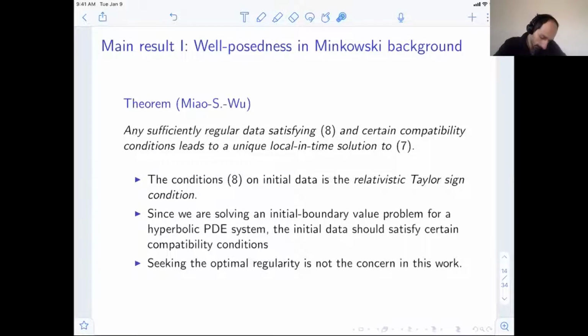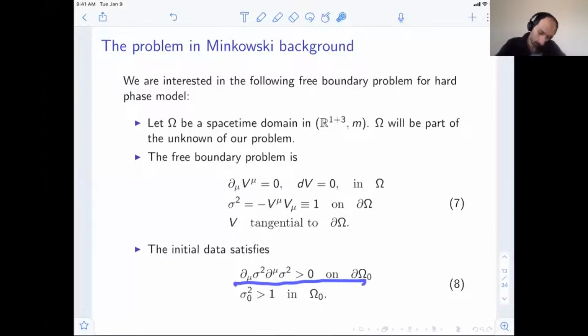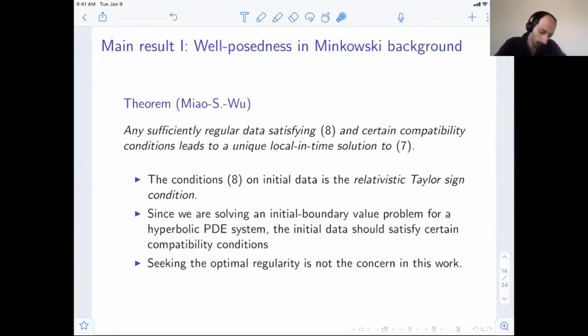What do I mean by the right type of initial data? First, that this condition 8 is satisfied. This was the condition that as you go inside, the pressure increases. I'll come back and say a few words about this when I discuss the proof, and why this is important. The other point is that this is an initial boundary value problem, so there have to be some compatibility conditions on the boundary, which one can write down just by looking at the equations, but those have to be satisfied to have reasonable well-posedness. And finally, this is not an optimal regularity result. It's high regularity. We're not too careful about regularity.